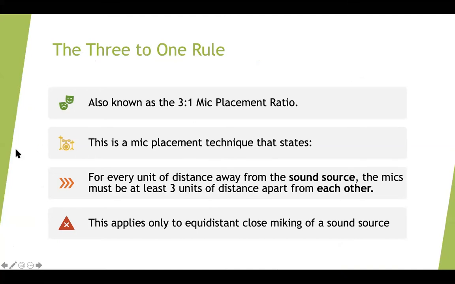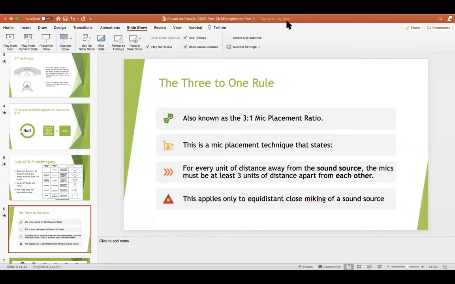Yeah, and we've talked about the 3-to-1 rule. So let's just end that for a second. We'll pause the recording, stop the share, pause the recording.